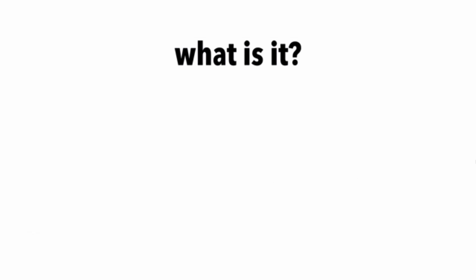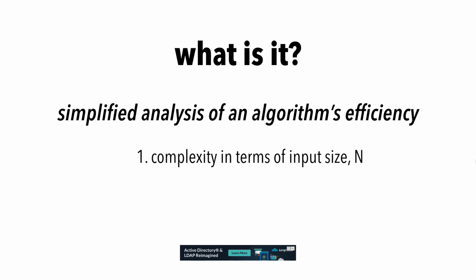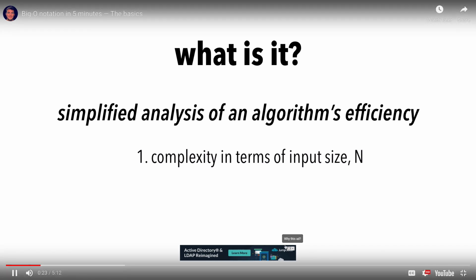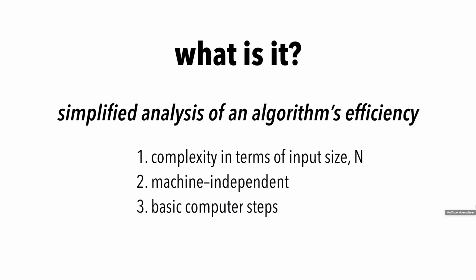Big O notation is an analysis of an algorithm's efficiency. We cover a lot of algorithms on this channel and compare them, so we need some idea of how long they'll take to run. Big O gives us an algorithm's complexity in terms of the input size, n. It gives us a way to abstract the efficiency of our algorithms, or code, as they run. We don't care about the stats of the machine. Rather, we examine basic computer steps of the code. We can use Big O to analyze both time and space.